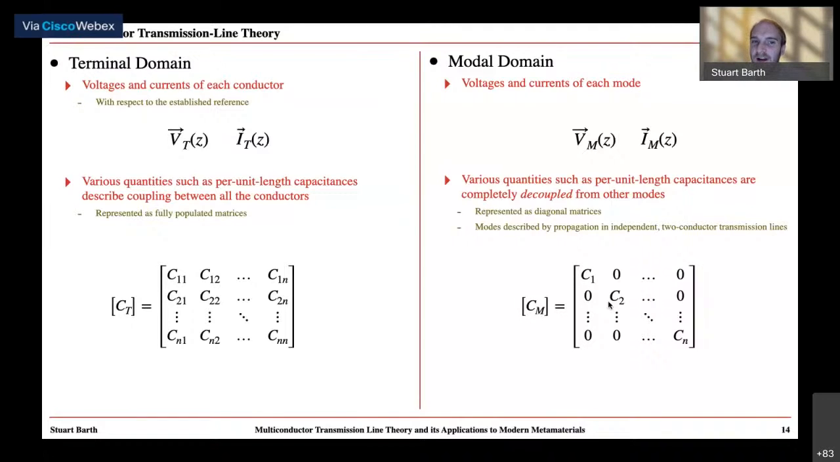And these modes, again, are individual waves that are propagating through our metamaterial structures, as opposed to things like the terminal domain voltage and current, in which case we could have some sort of distribution of voltages and currents, which may not form a coherent wave that's passing through our system.